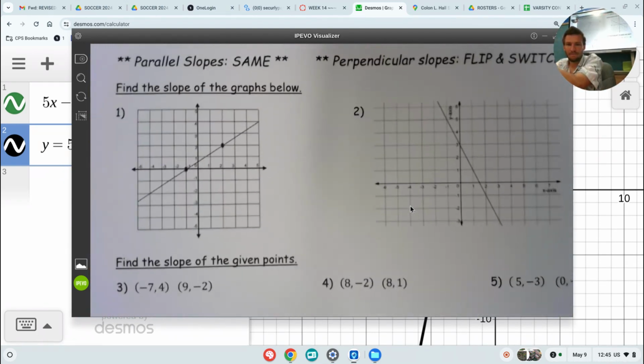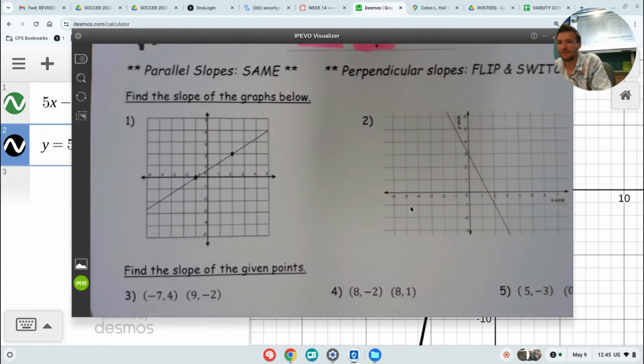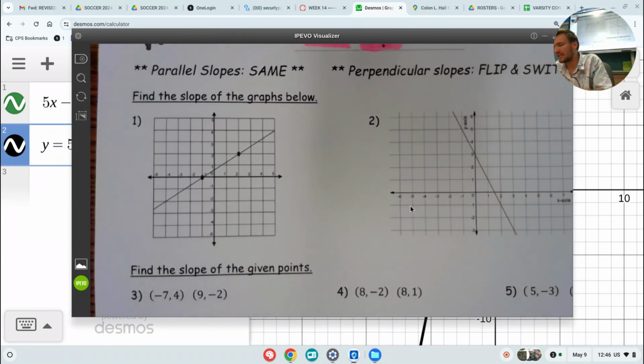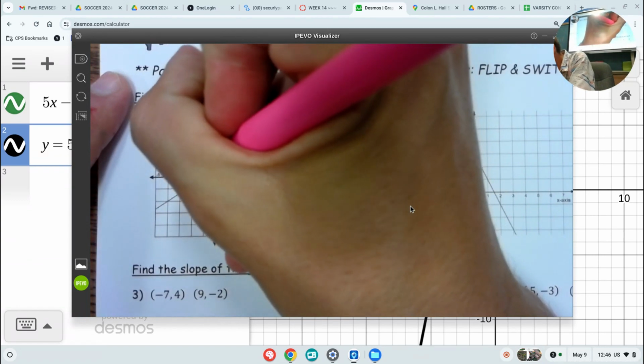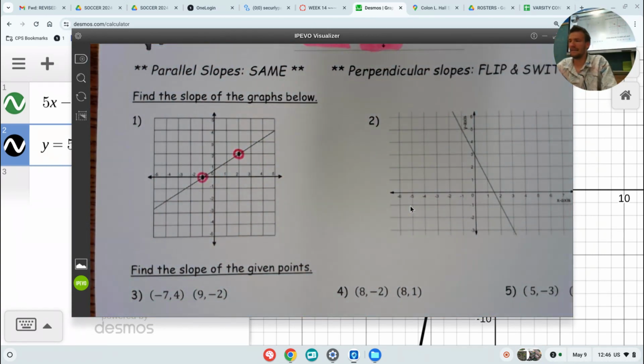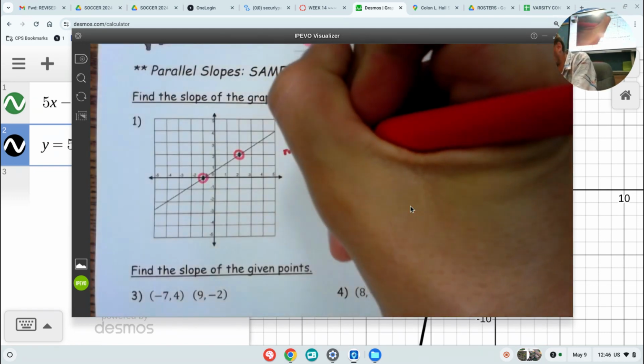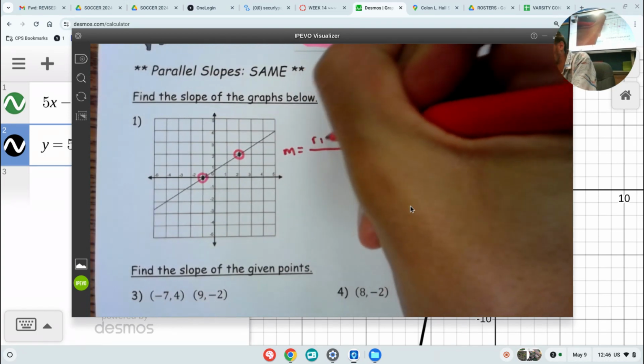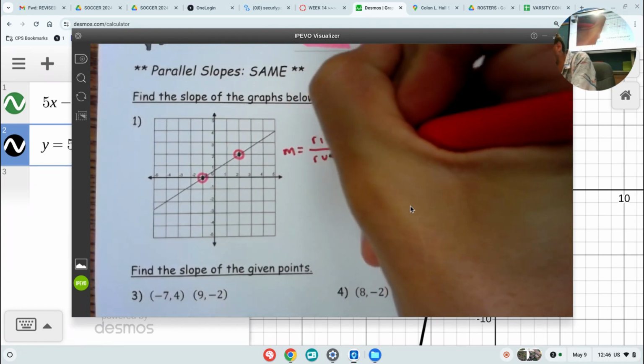The first one, it says find the slope of the graph below. And this question is giving us these 2 dots. And we can use these 2 dots to find the slope. We don't have much else to go off of. They have not given us a line. All we have is a picture of a graph. And so with these 2 dots, we can think about slope being the letter m, which is rise over run.